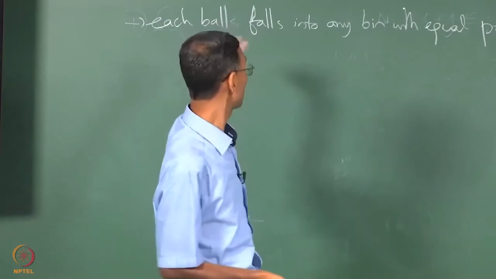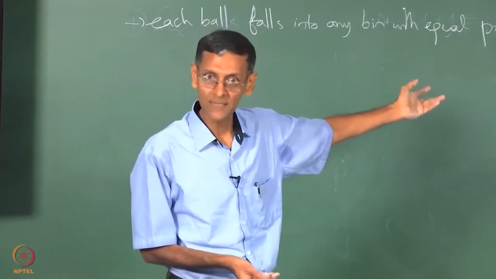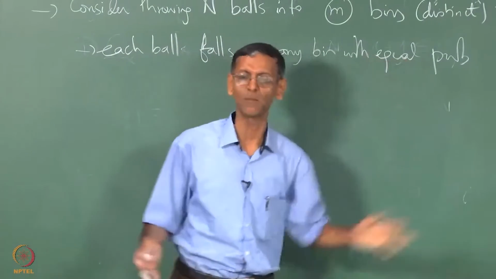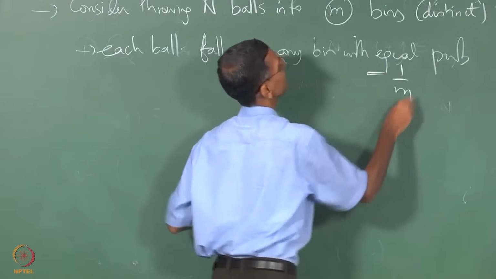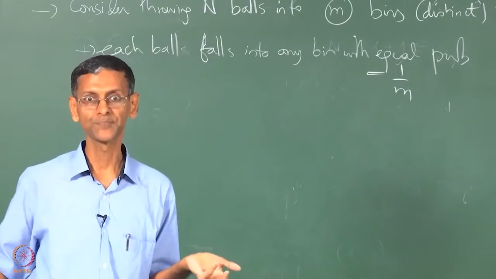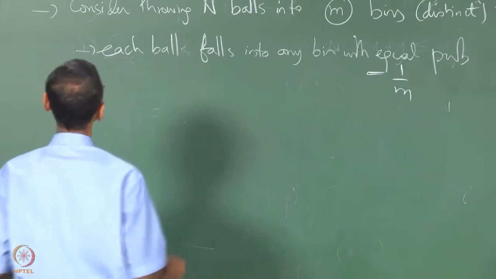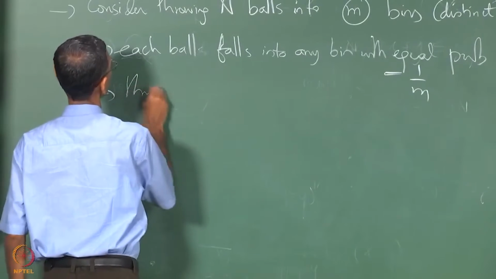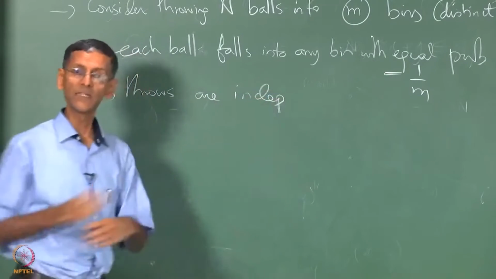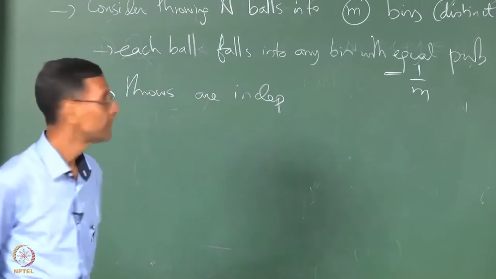That is all. Here I am generalizing to m bins, and I am just saying a ball falls into any one of the m bins with the same probability, which is 1 by m, and each throw is independent of any other throw. Throws are independent, which means probabilities just basically multiply out.